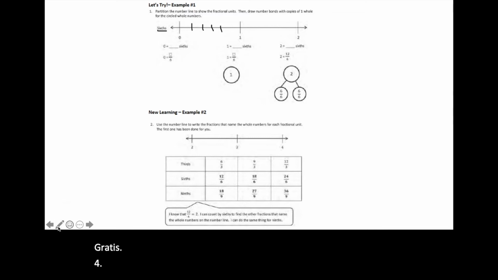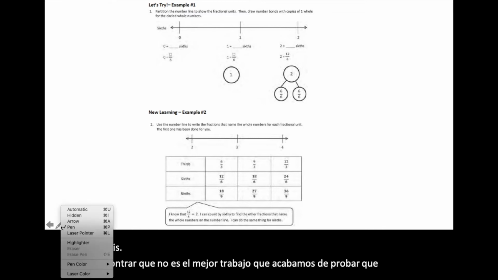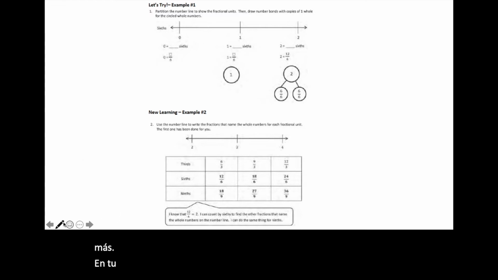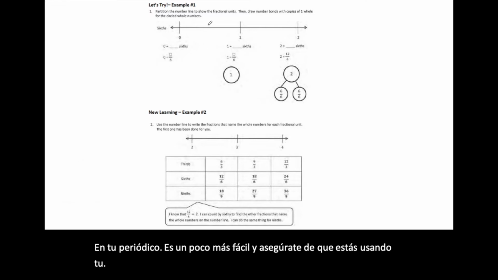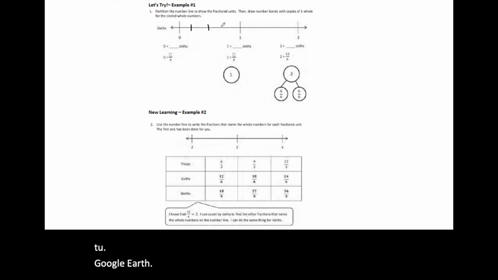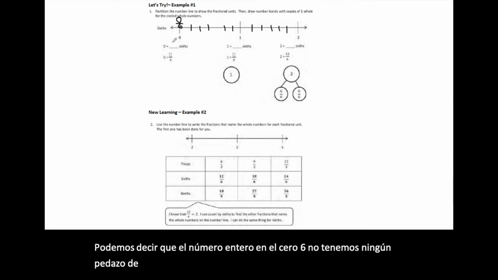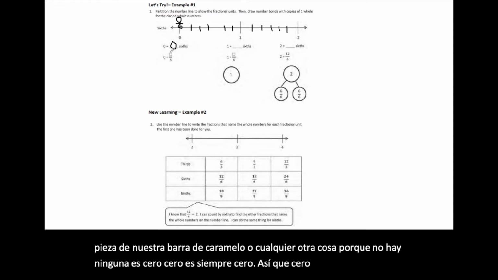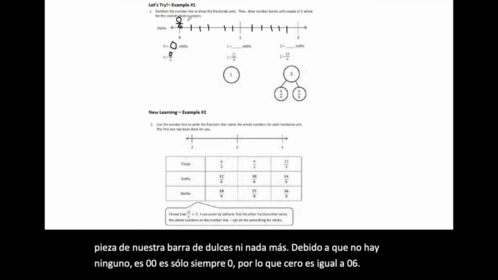That's not the best job ever. Let me just try that one more time. On your paper, it's a little easier. Make sure you're using your rulers. 3, 4, 5. Great. 1, 2, 3, 4, 5. All right. So 0, we can say that whole number as 0/6. We don't have any pieces of our candy bar or anything else because there's none. 0 is just always 0. So 0 equals 0/6. Write that in. And now we can just count up.